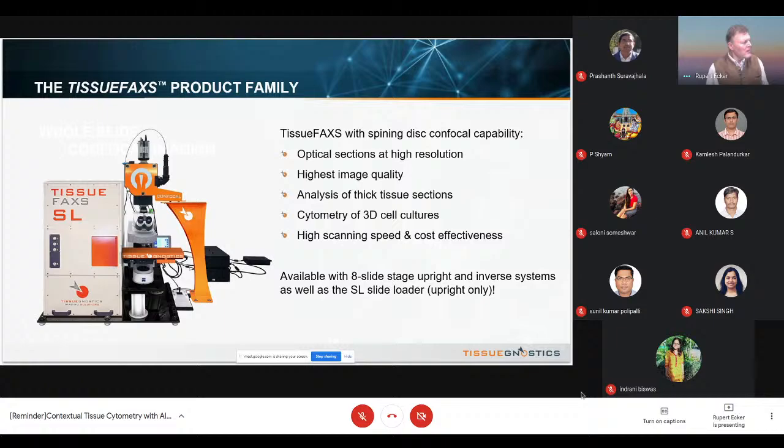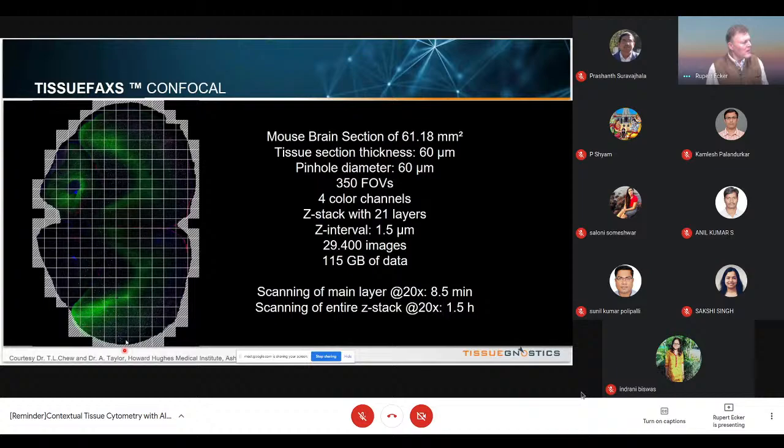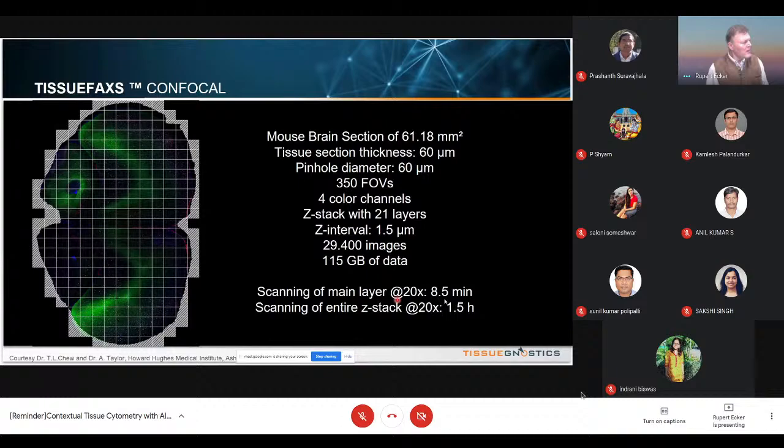We see here an example of a mouse brain section. So this is a section through an entire mouse brain. This is an example we received from Janelia Farm Research Campus of the Howard Hughes Medical Institute in the USA. The individual rectangles that you see here are the individual fields of view acquired using a 20x objective lens. In order to acquire the entire sample, 350 fields of view had to be scanned. Each field of view contains four color channels, DAPI plus three antibodies. In order to scan the entire tissue section in a single focal plane, it takes 8.5 minutes.